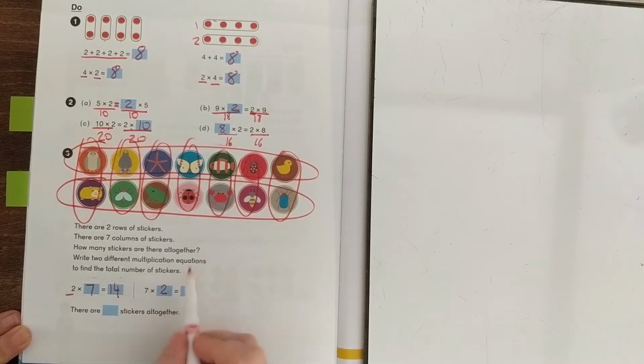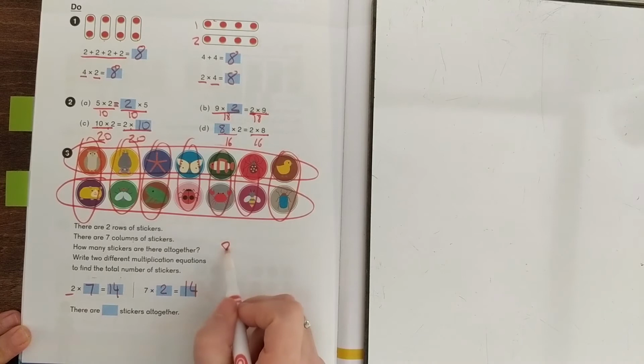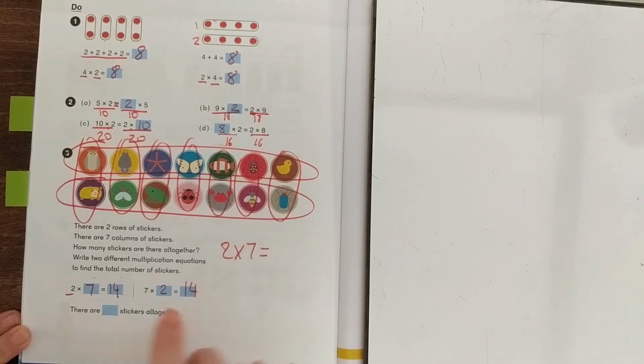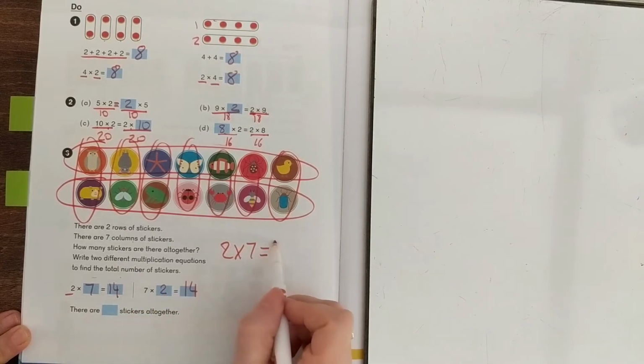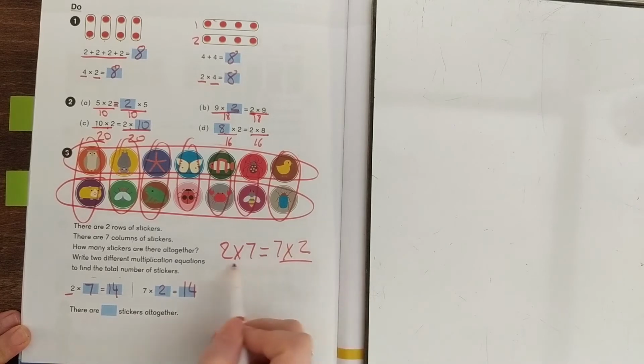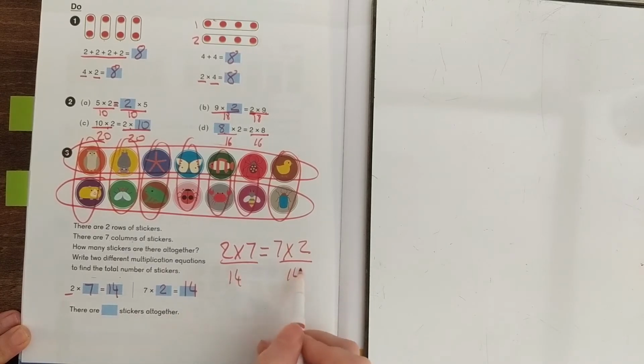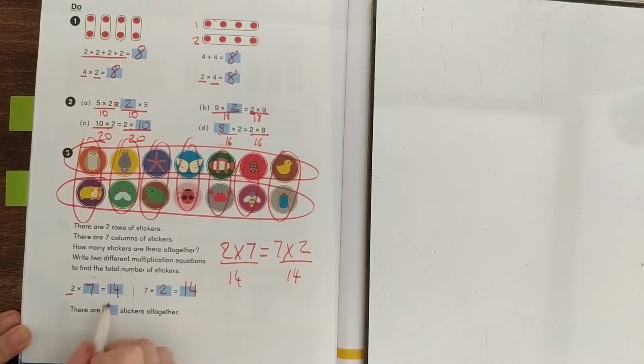7 times 2 is still 14. 2 times 7 is the same as, or equal to, 7 times 2. And both of them would be 14. There are 14 stickers all together.